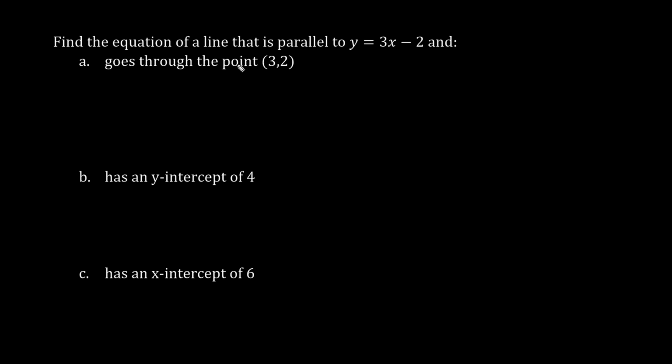Find the equation of the line that is parallel to this line here. Parallel means the slope is the same, so it's 3, and it goes through this point. So let's use slope-point form: y minus y1 equals m times x minus x1. We simply substitute x1 here and y1 here.